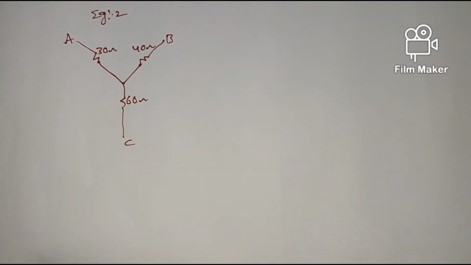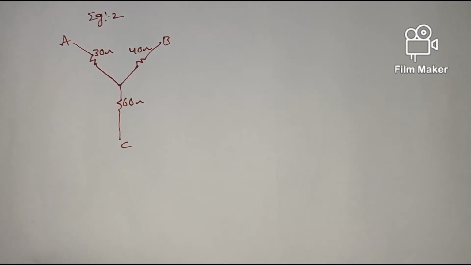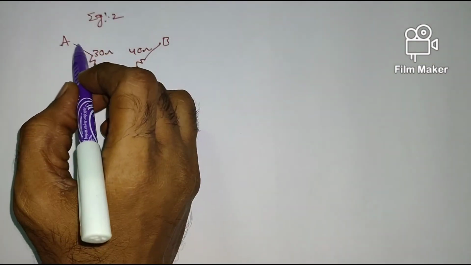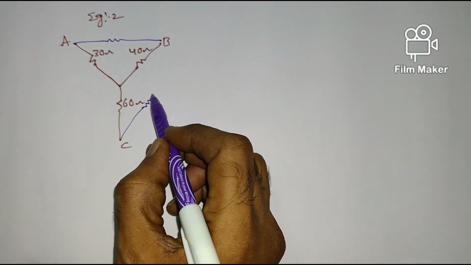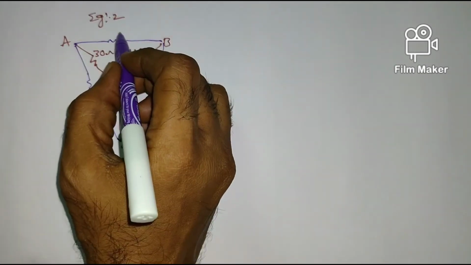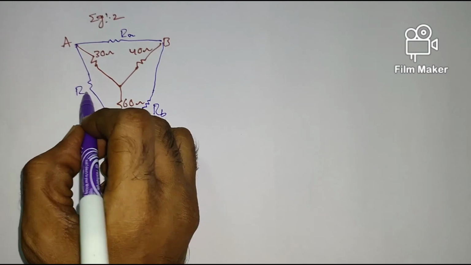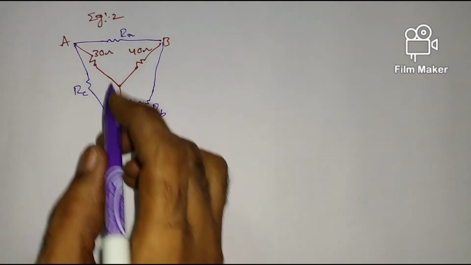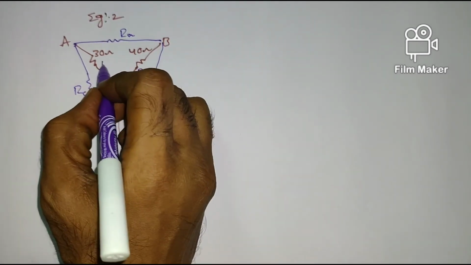Let us consider example 2. Here we are given a star configuration having three resistances of 30 ohms, 40 ohms and 60 ohms. The objective here is to find out the equivalent delta configuration. First let us mark the delta here. And see, this is RA and this is RB and this is RC. Consider the star connected resistances as R1, R2 and R3.